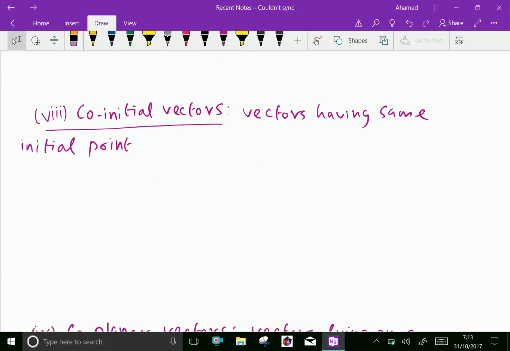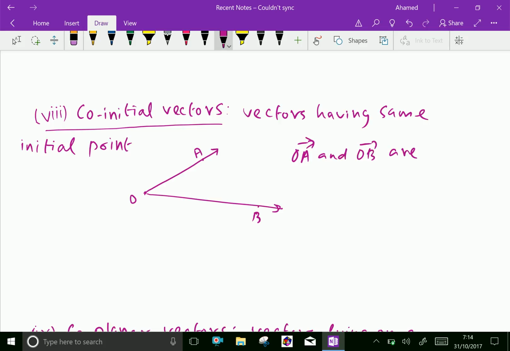Co-initial vectors: vectors having the same initial point. Consider a point O. A vector goes to this side, A, and another vector starts from the same point O and goes in another direction with a different magnitude. These two vectors are considered co-initial vectors. Vector OA and vector OB are co-initial. Co-initial means the same starting point.